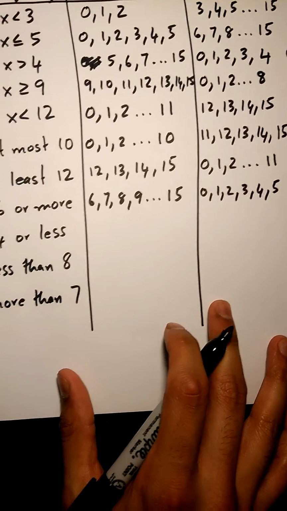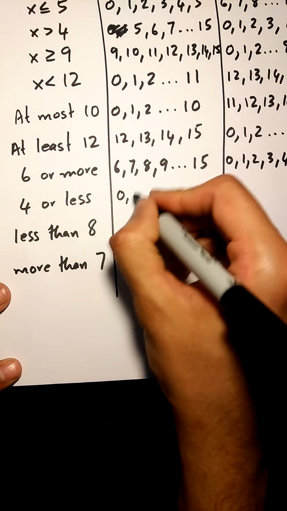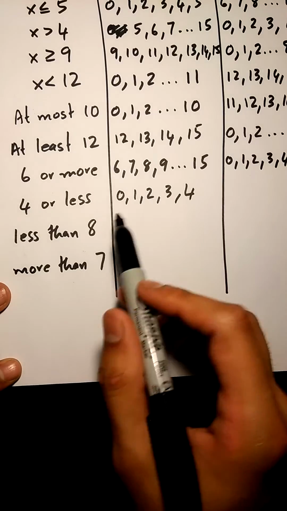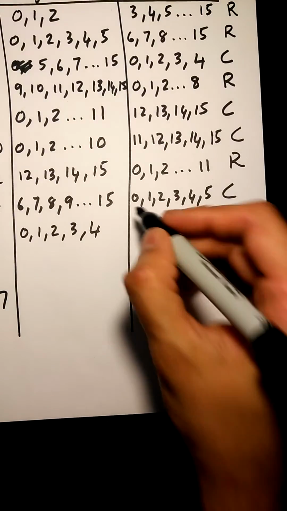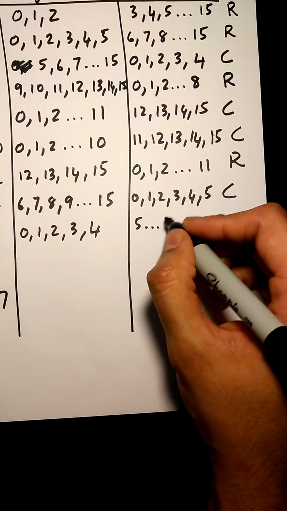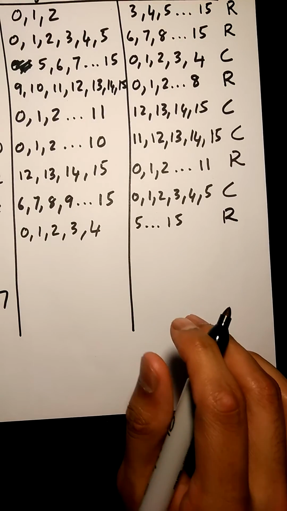It's less calculations. 4 or less. 5 calculations right there. Complement is going to have 11, 5 all the way up till 15. We're going to pick our regular rule in this case.